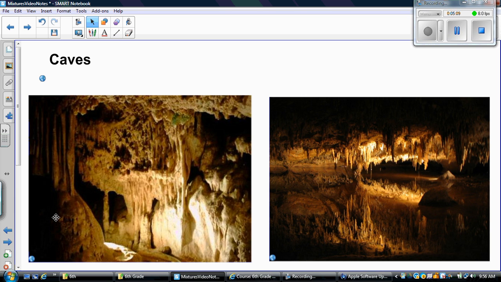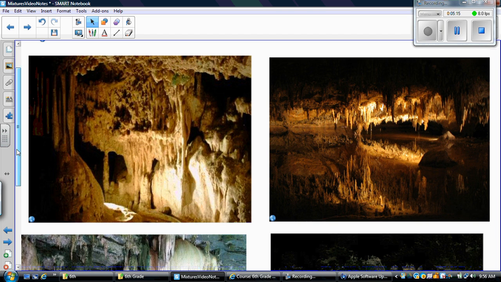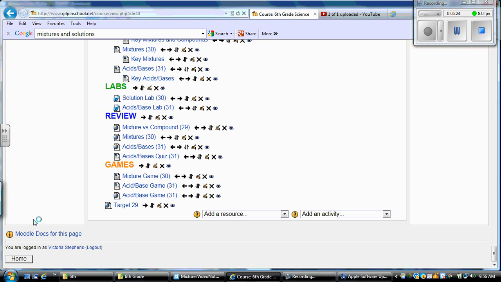Another example of a solution is caves. Caves are made up of water and dissolved carbon dioxide, and that's a solution. Water is the solvent. Carbon dioxide is the compound, that's the solute.